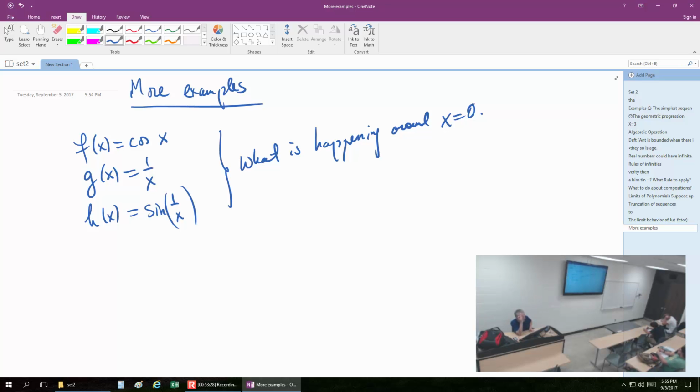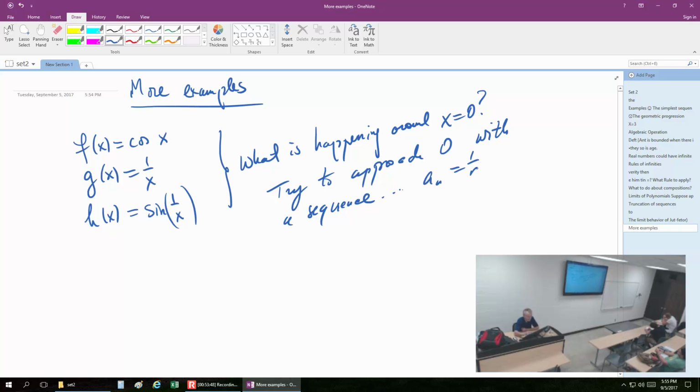So once again, the idea is to try to approach 0 with a sequence. Naturally the simplest one is 1 over n. We just try it and see what's happening to y. So these are all y's, right? Each of these functions will produce a sequence of y's.